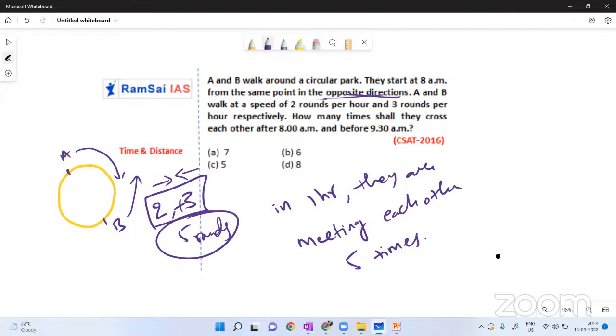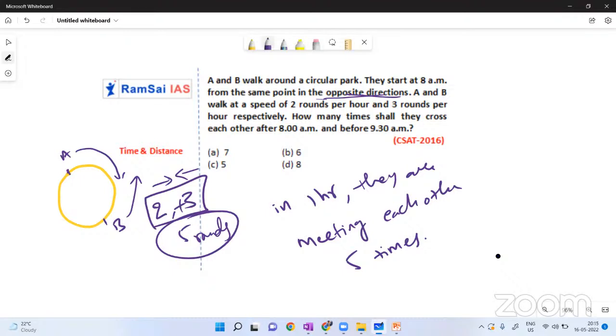So in half an hour, will it be 2 times or 3 times or 2.5 times? So generally we feel half an hour, 1 hour, 5 times means half an hour, 2.5 times. But can you tell me, just use common sense, can anybody meet half times? Not possible. It should be a whole number, right? So it may be 2 times or 3 times.